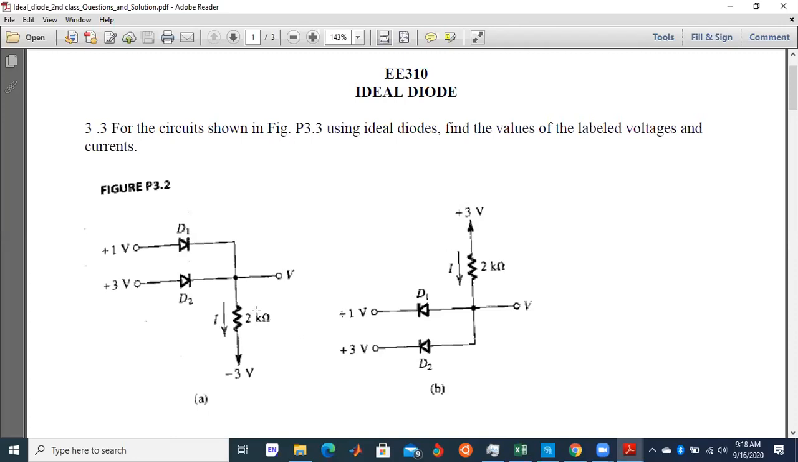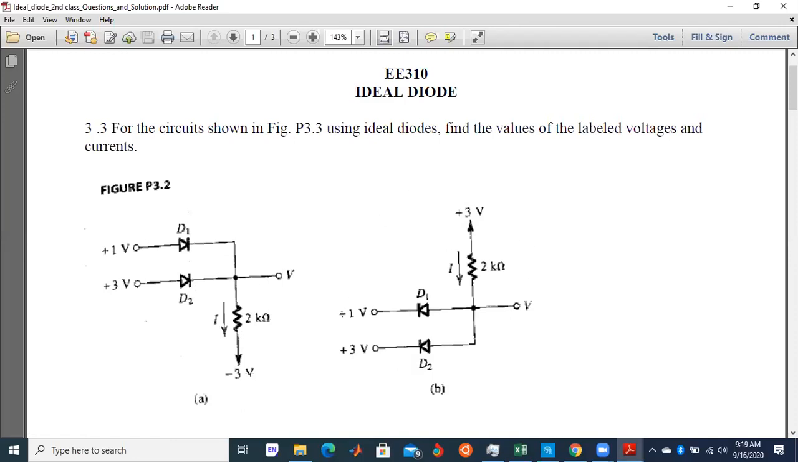Now, when we want to perform this analysis, this is what we will do. For the OR gate, it is very, very important that you can identify the circuit, because identifying the circuit will help you to solve it correctly. It helps you to identify which diode will be on and which diode will be off. The same thing is applicable for the AND gate.